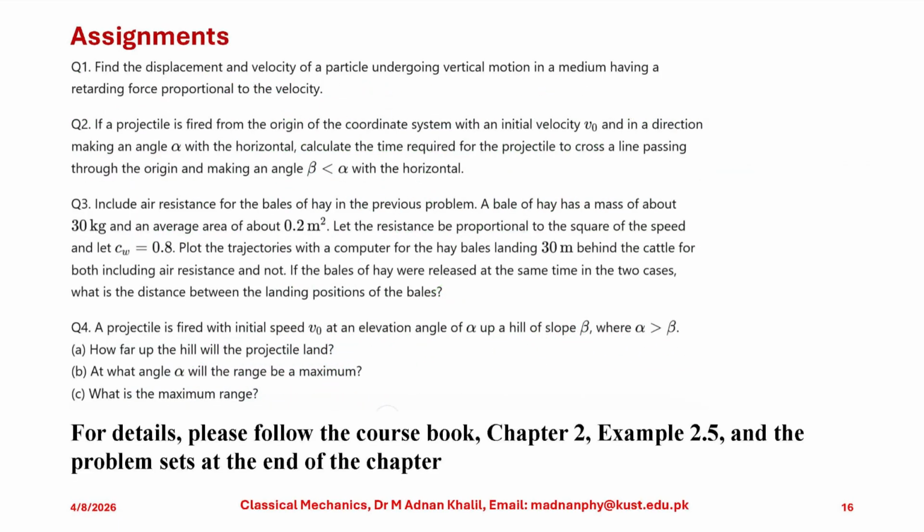These are the assignment questions. The first question focuses on vertical motion with a retarding force proportional to velocity. That takes the one-dimensional idea discussed in this lecture further by including gravity as well. The next question moves towards projectile motion and air resistance, showing how the same concepts become more realistic and also more challenging in two dimensions. The students should consult chapter 2, especially example 2.5 and problem sets at the end of the chapter.